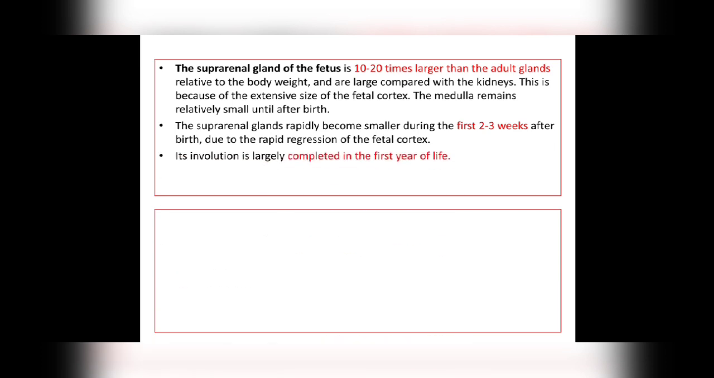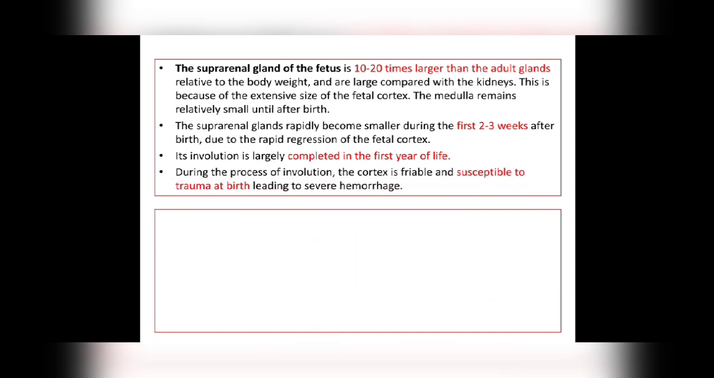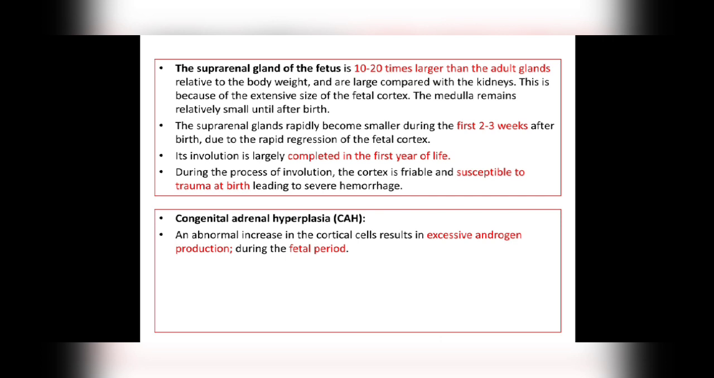The suprarenal gland of the fetus is 10 to 12 times larger than the adult gland relative to the body weight, and large compared with the kidney. This is because of the extensive size of the fetal cortex. The medulla remains relatively small until after birth. The suprarenal gland rapidly becomes smaller during the first two to three weeks after birth due to rapid regression of the fetal cortex. Its involution is largely completed in the first year of life. During the process of involution, the cortex is friable and susceptible to trauma at birth, leading to severe hemorrhage.